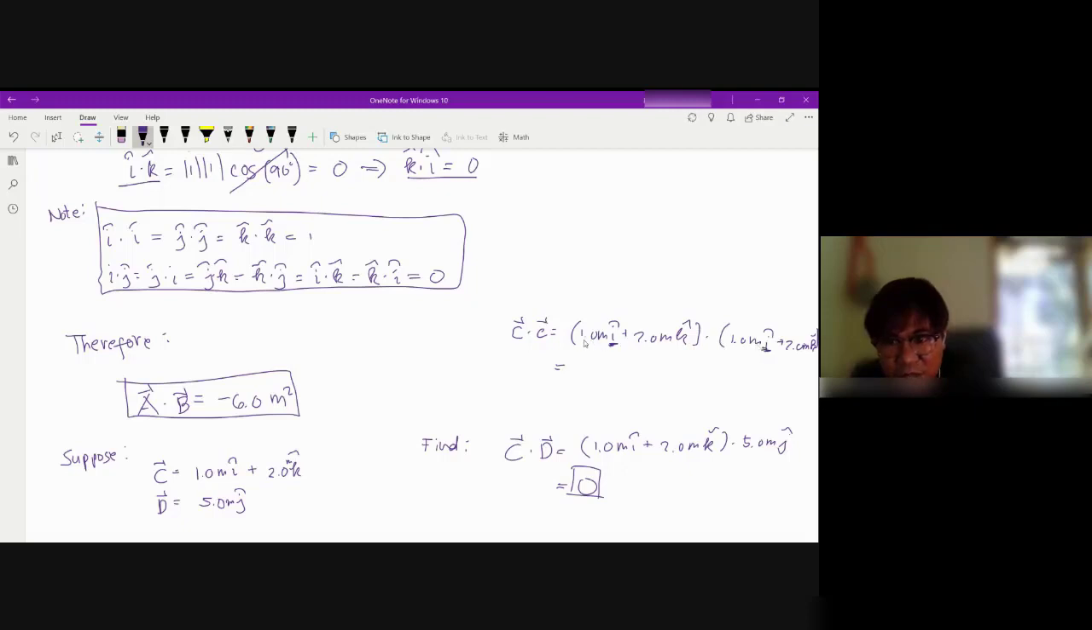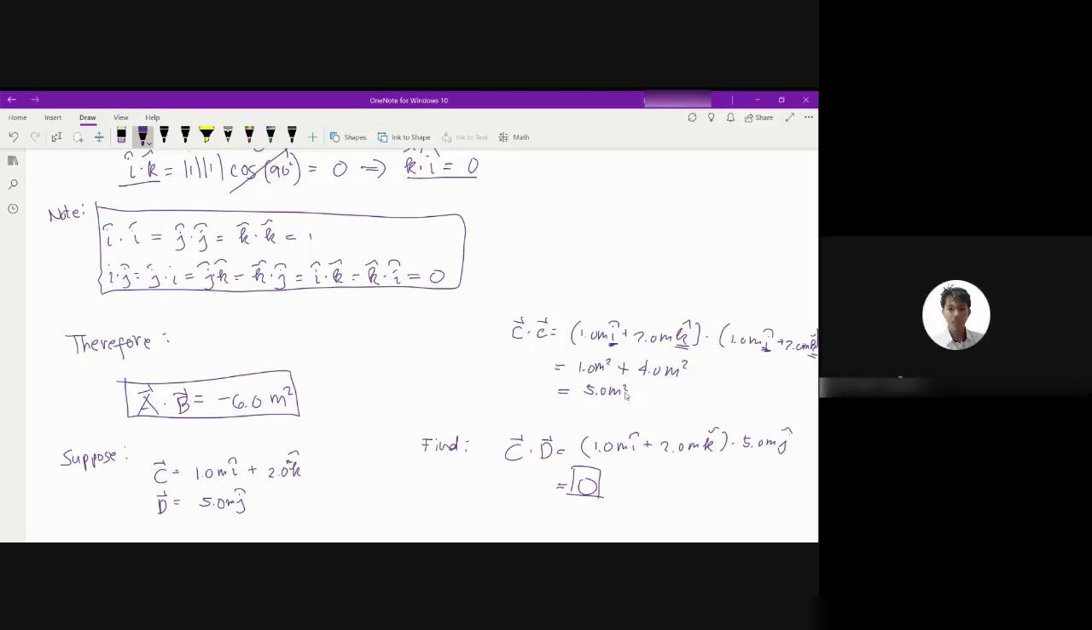So multiply: 1 times 1 meter, that's 1 meter squared. Next, plus 2 meters times 2 meters, the same unit vector contributes. So you have 2 times 2, that would mean 4 meters squared. Right? So therefore, this becomes 1 plus 4, that becomes 5 meters squared. Got it? Yes, sir.